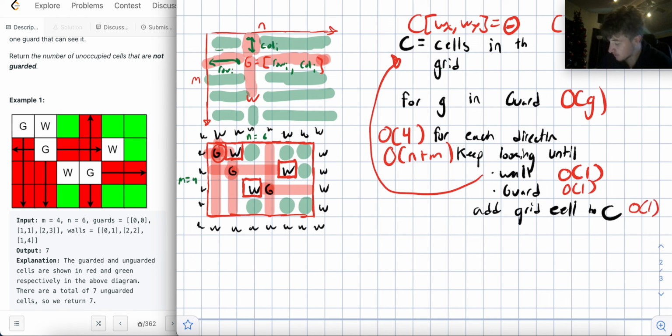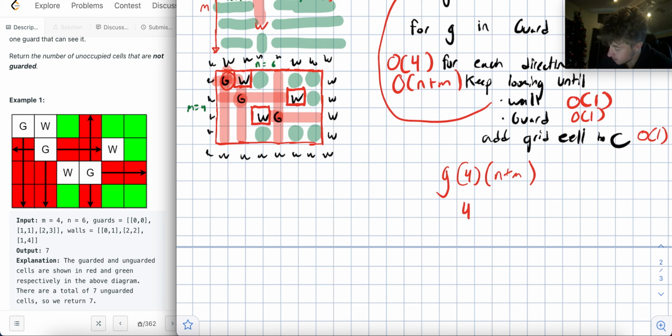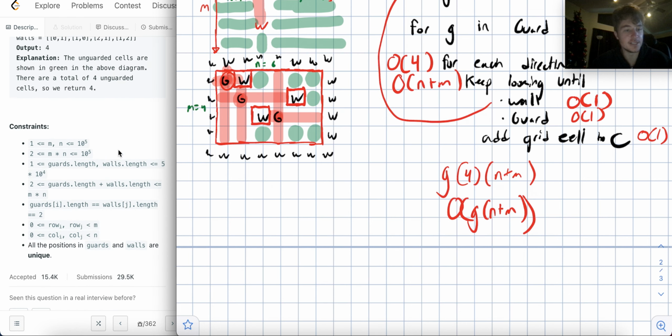Okay? So what does that give me in terms of my runtime? I have guards times 4 times N plus M. So that's 4G times N plus M, so that's big O of G times N plus M. Okay. Big O of G times N plus M. Okay, what is this other one?